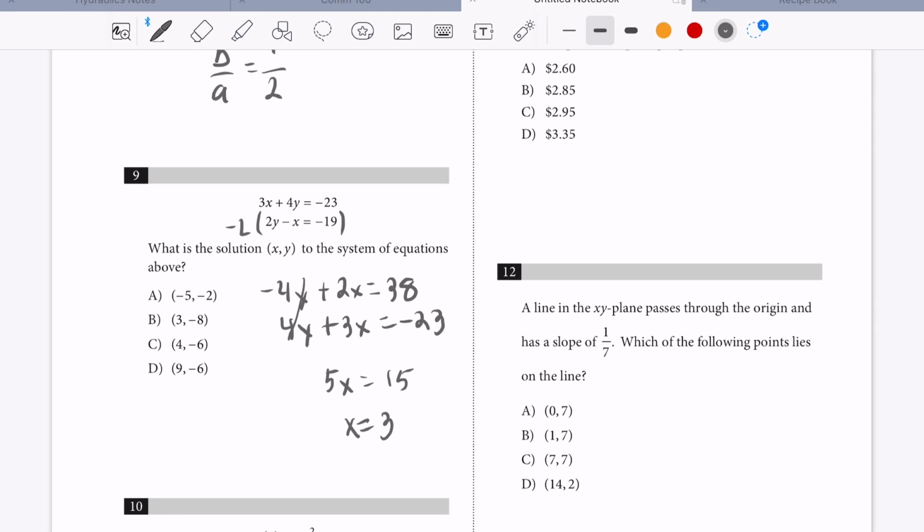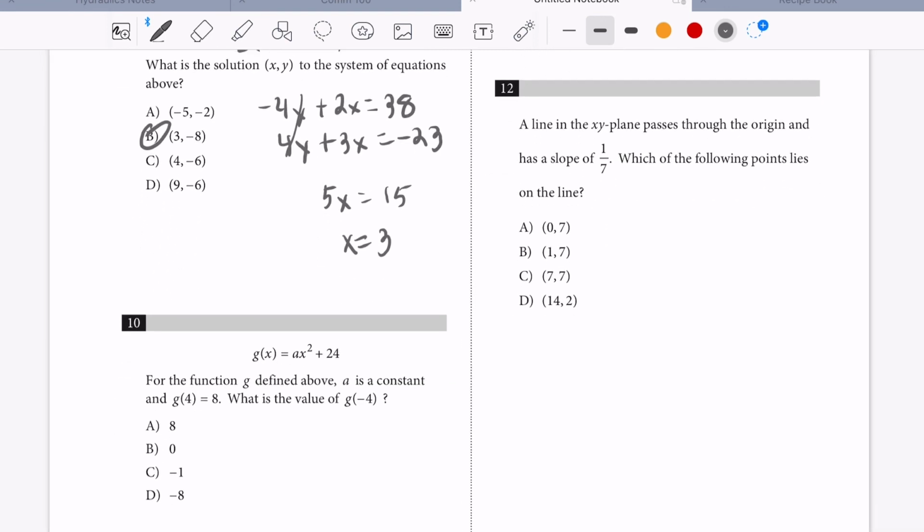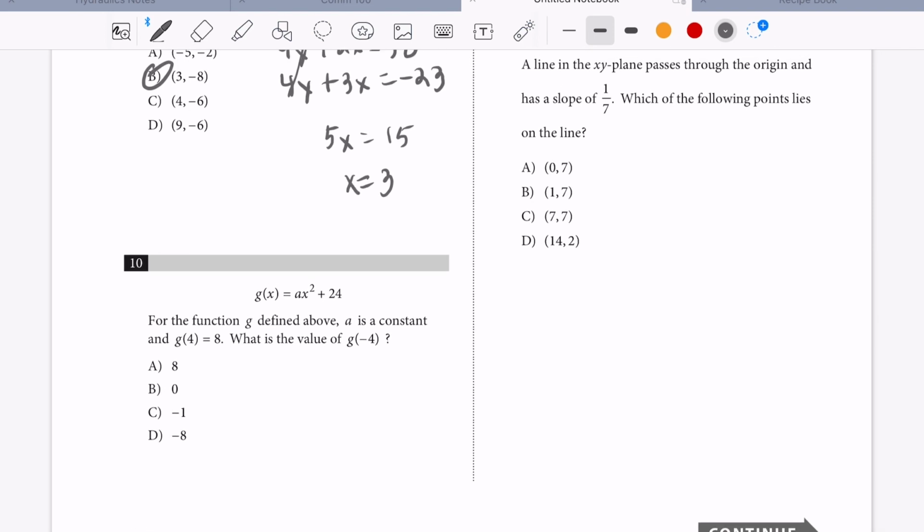Okay, number 10. g of x is equal to ax squared plus 24, where a is a constant and g of 4 equals 8. What is the value of g of negative 4?